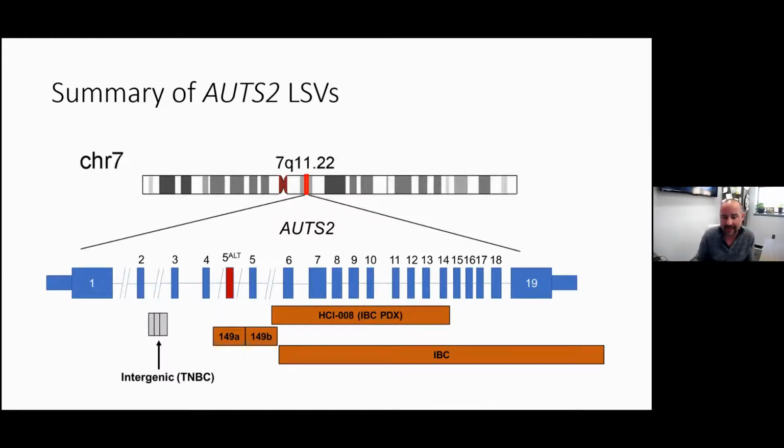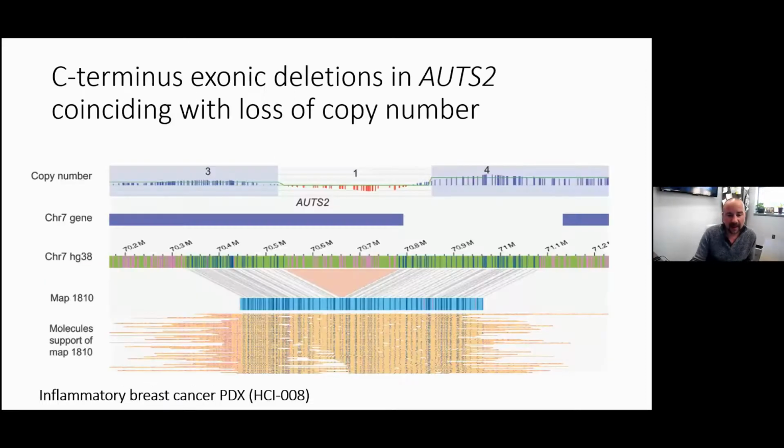And in many cases, at least in the clinical samples, very large deletions of many exons towards the C-terminus of the gene, or the 3' end of the gene. So just to show you some of the data supporting this, you can see that there's a large number of molecules here that really support the deletion of the C-terminus of the ODS2 gene.